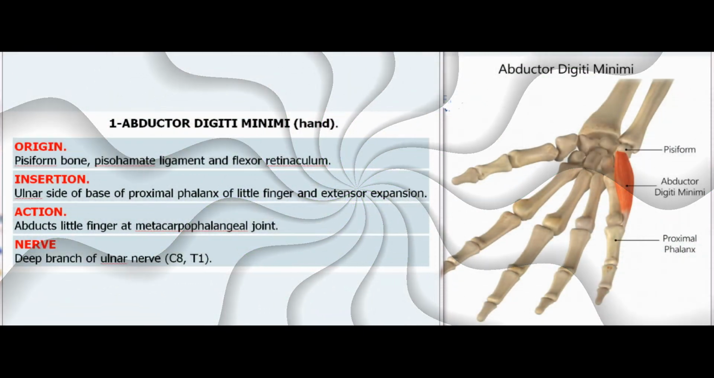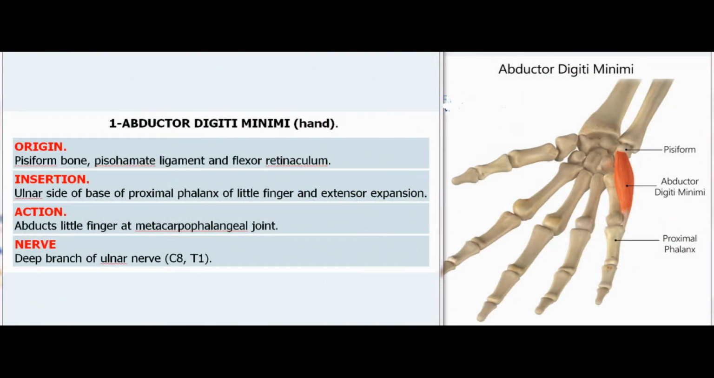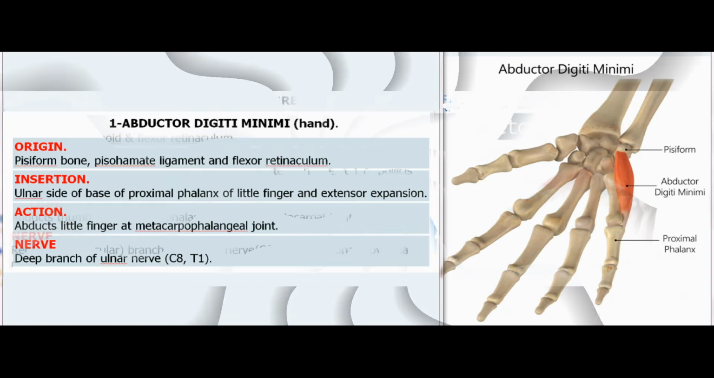1. Abductor digiti minimi, hand. Origin: pisiform bone, pisohamate ligament, and flexor retinaculum. Insertion: ulnar side of base of proximal phalanx of little finger and extensor expansion. Action: abducts little finger at metacarpophalangeal joint. Nerve: deep branch of ulnar nerve, C8, T1.